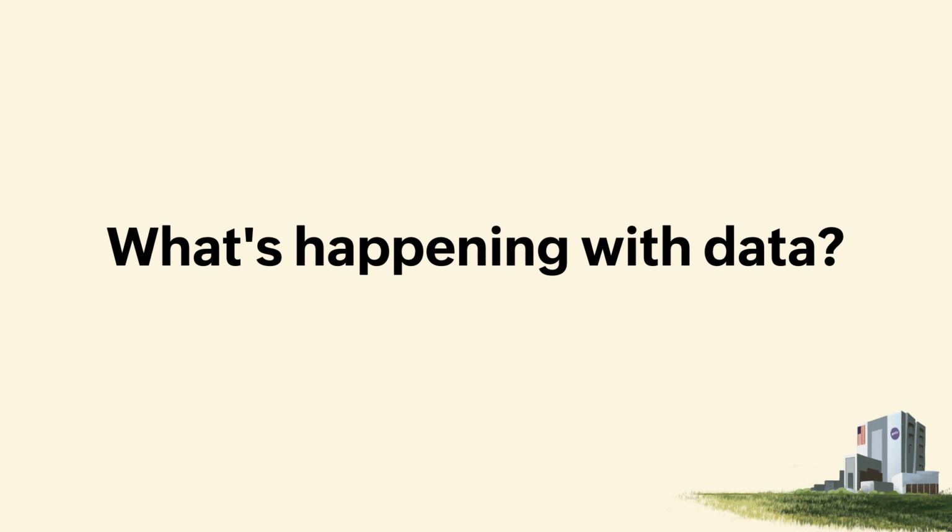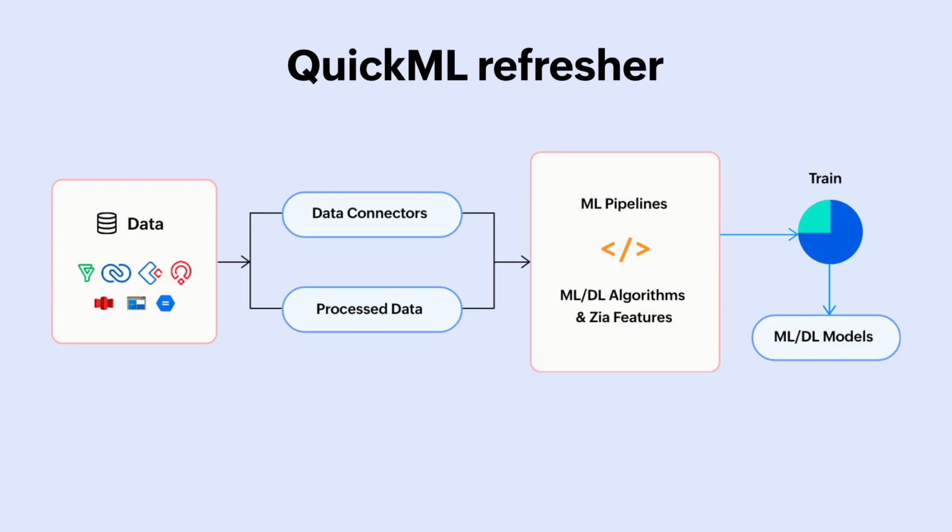What are we doing with data? A few of you who are familiar with QuickML. So QuickML is a no-code machine learning model builder inside of Catalyst that helps you build a regression, a time series, or a classification model based on data that you could have absolutely anywhere.